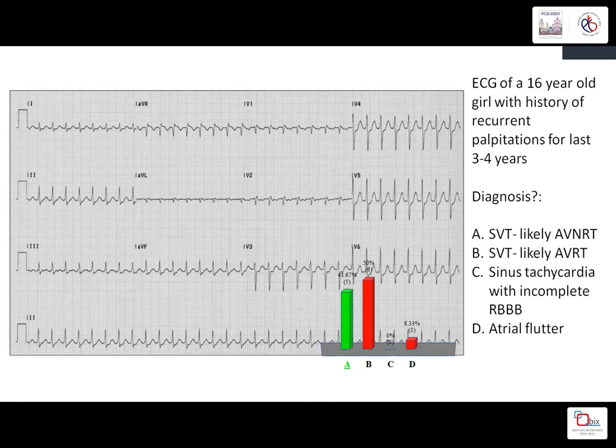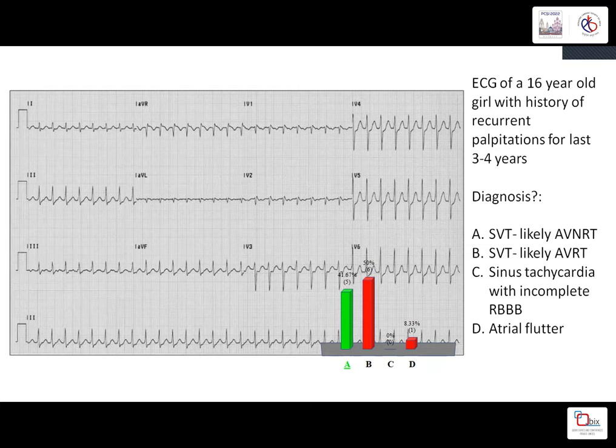Yeah, so in V1 we look for the R prime, and in the inferior leads we can have the pseudo S. You can actually confirm it only once the tachycardia is terminated or you have a previous ECG, because similar appearances can sometimes be pretty deceptive in certain patients. Exactly, after conversion, if you have a sinus rhythm ECG and you don't have the so-called pseudo S, then you can confirm.